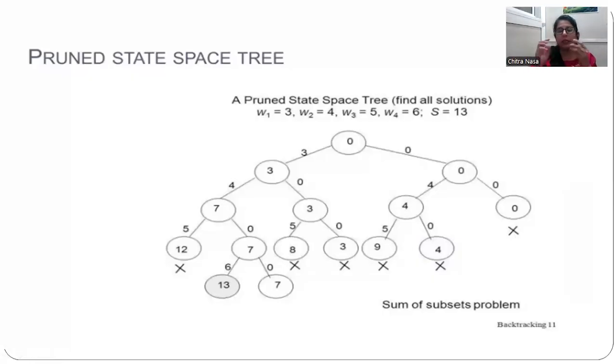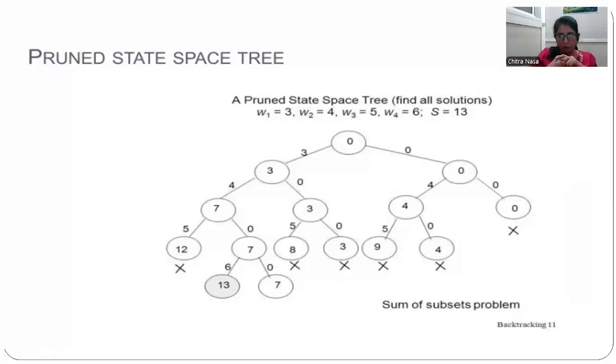The cross is mentioning that these are non-promising nodes, because this is the last possibility, including no item at all, so it will always give the resultant 0. So it is a non-promising node. We will put a cross over here. Now you can ask, why are we putting a cross over all these nodes? Because our next item is item 4, and item 4 is associated with the weight 6, right? If I add the 6 here, my targeted value becomes 12 now.